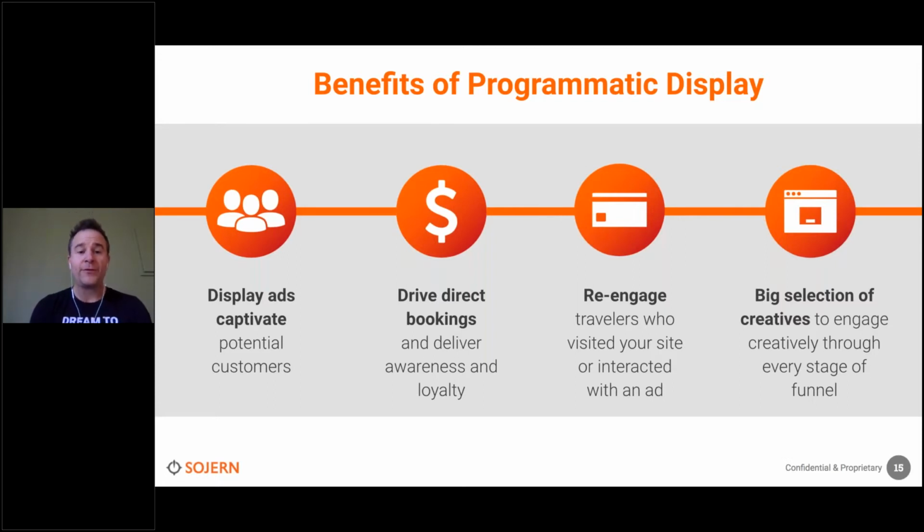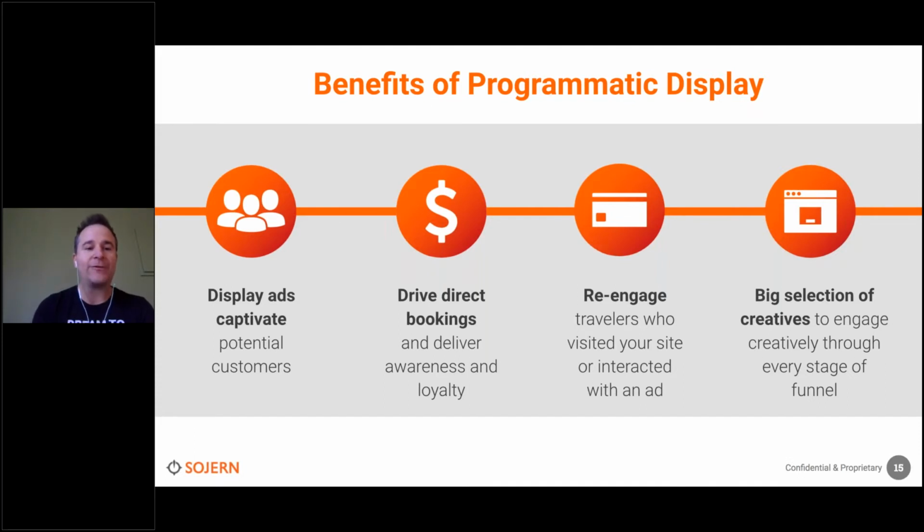Okay, so to summarize our benefits of programmatic display. We have the display ads to captivate the potential customers. We can drive those direct bookings on the website, deliver awareness and brand loyalty as kind of a byproduct of that direct booking. We can re-engage the travelers who visited your site and interacted with the ad, and then we have that big selection of creatives, which Laura is going to talk about here in a second, to engage creatively through every stage of the funnel. But for me, the key is that last part, every stage of the funnel.